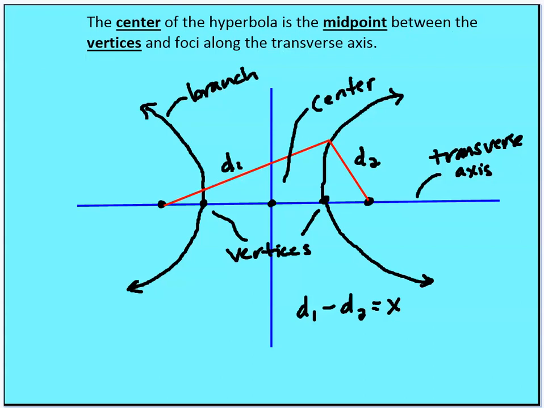All right, the center of the hyperbola is the midpoint between the vertices and the foci along the transverse axis. Remember we talked about using the midpoint formula. So now we have 2 vertices, and the center is between those 2 vertices. We have 2 foci, and the center is the midpoint between those 2 foci. So the center of the hyperbola is the midpoint between the vertices and the foci along the transverse axis.